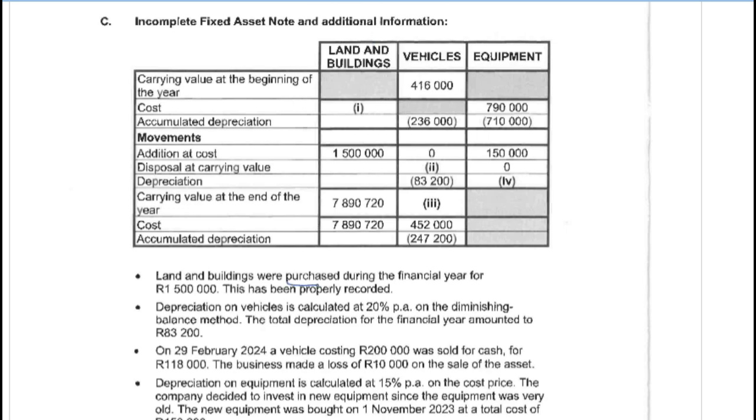We are told that land and buildings were purchased during the financial year for 1,500,000 rands. This has been properly recorded. If we look under land and buildings in the fixed asset note, we can confirm that additions of 1,500,000 rands have been recorded. Depreciation on vehicles is calculated at 20% per annum on the diminishing balance method. The total depreciation for the financial year amounted to 83,200 rands. As you can see, under the vehicles asset class, depreciation of 83,200 rands has been recorded.